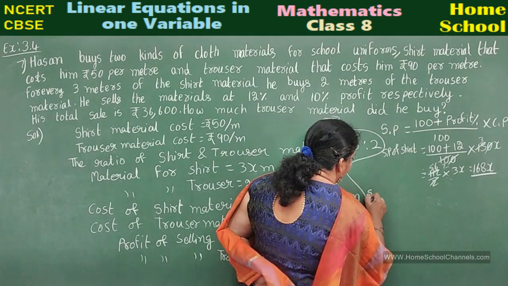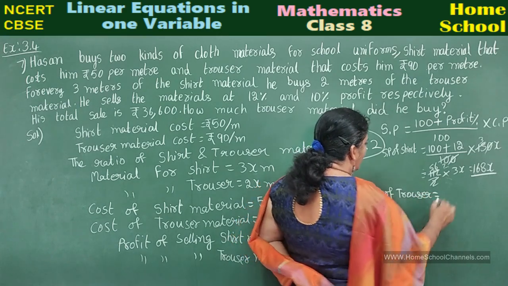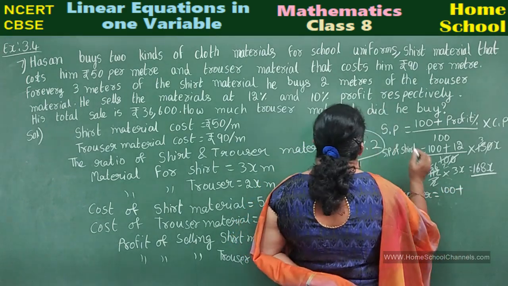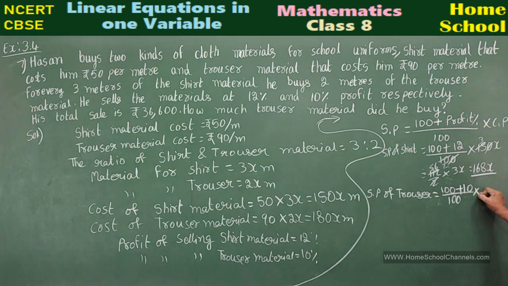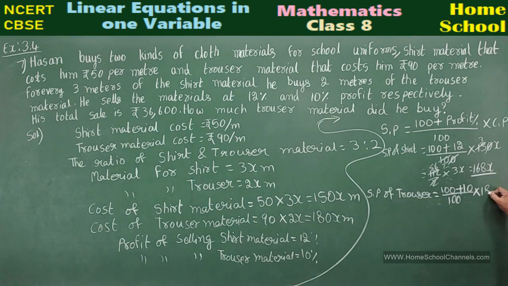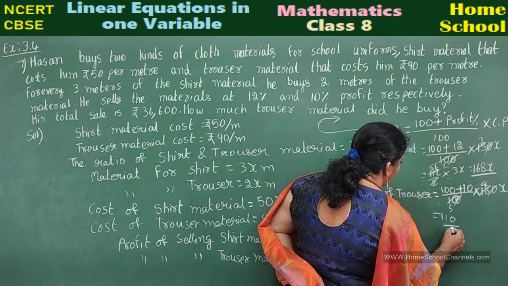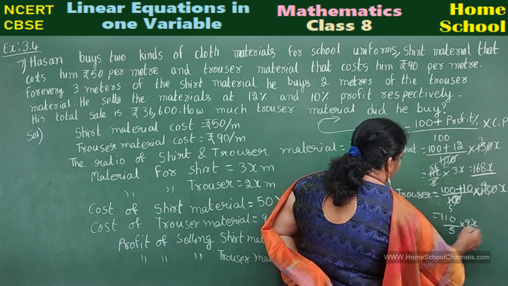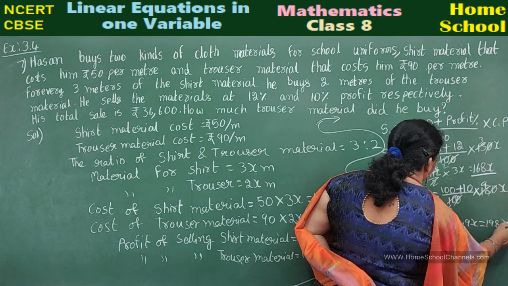Same manner, selling price of trouser. Selling price of trouser is equal to, same formula, (100 plus, what is the profit percent? 10) by 100 into, what is the cost of trouser material? 180x. 0 cancel. 2 5s are 10, 2 9s are 18, and this will be 110 by 5 into 9x. 5 22s are 110, 22 9s are 198x.